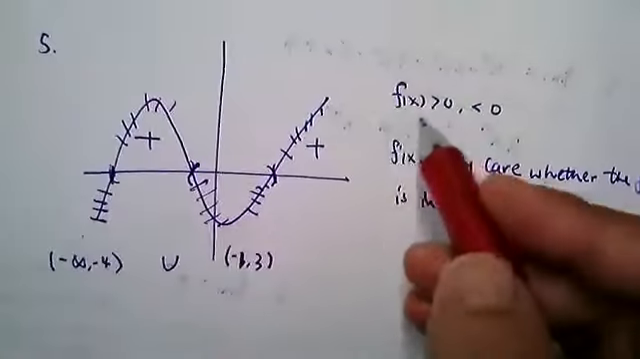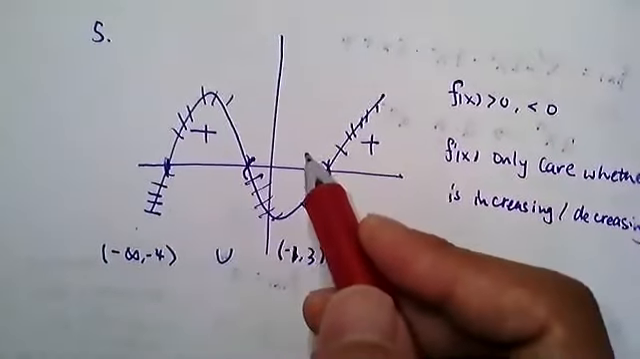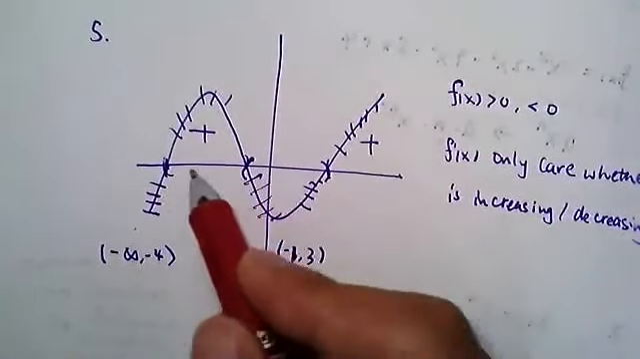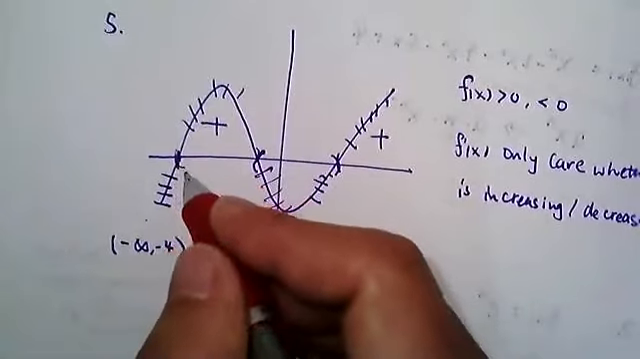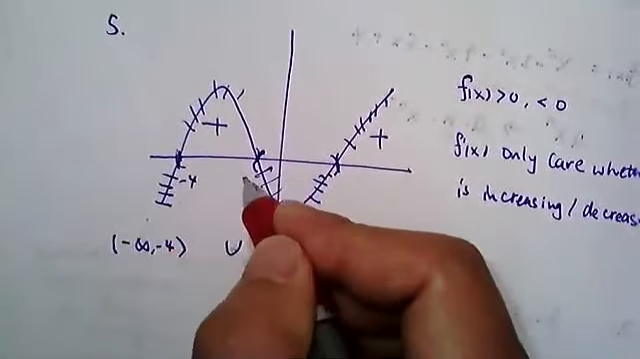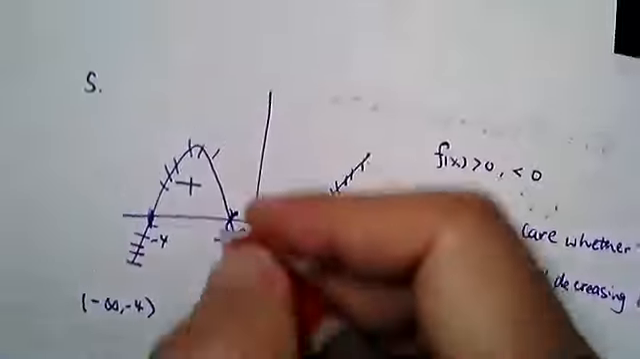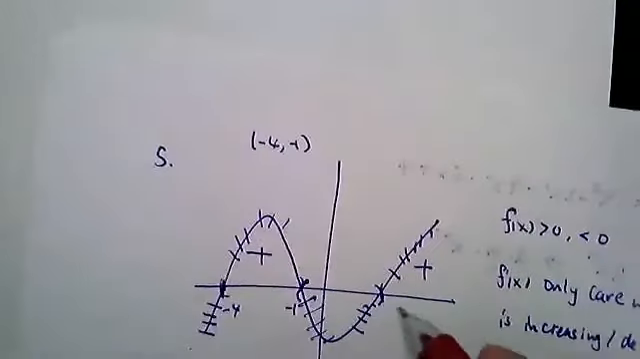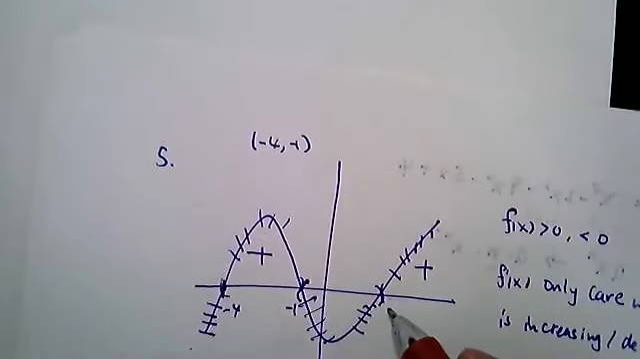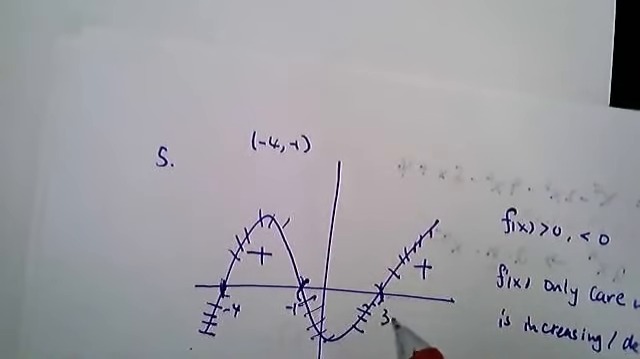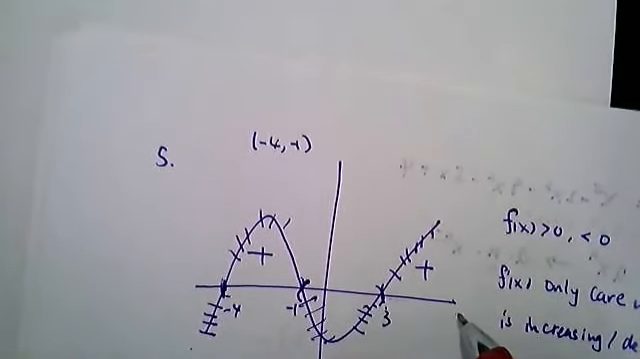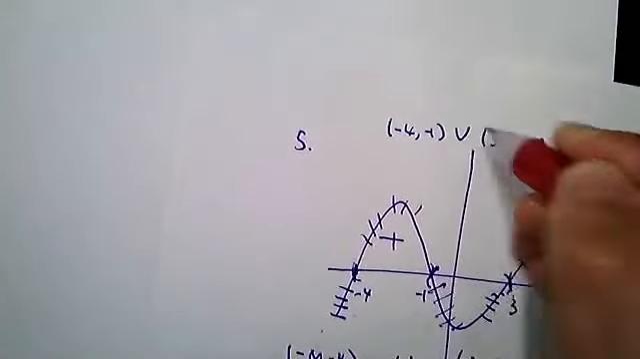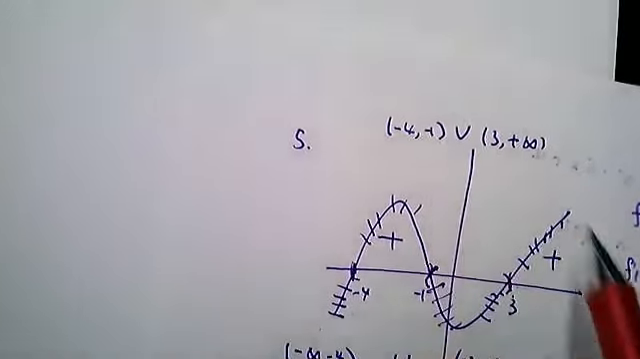And where they're greater than 0, let's look at this graph. It is where these pieces are. Those pieces are from negative 4 to negative 1. So for greater than 0, you can write negative 4 to negative 1, and also this piece. This point is 3, so starting around 3 to everything on the right side. Union 3 to positive infinity. That's where it is greater than 0.